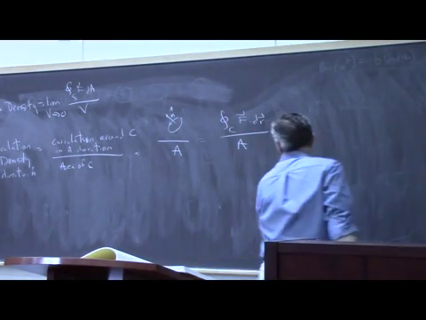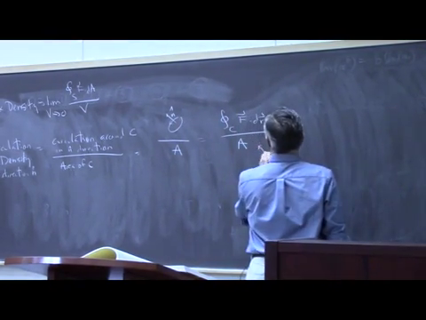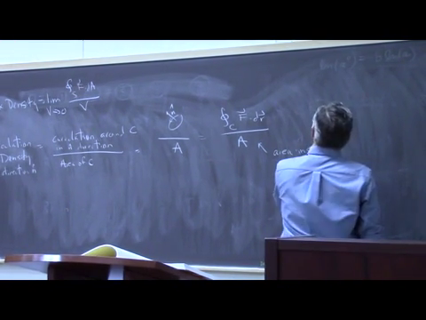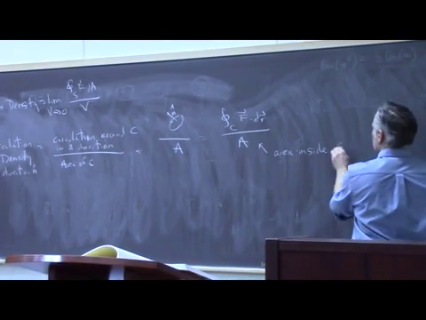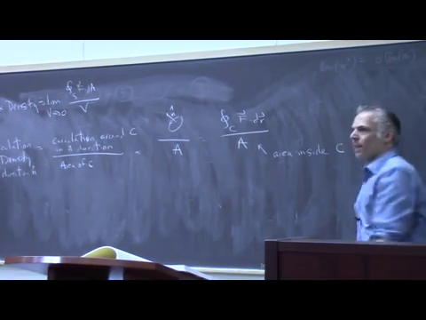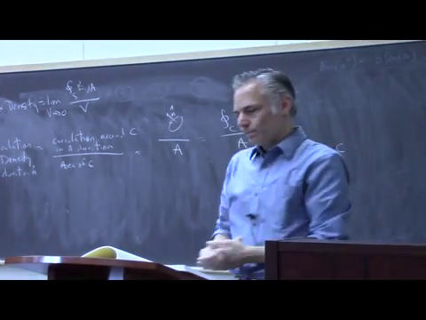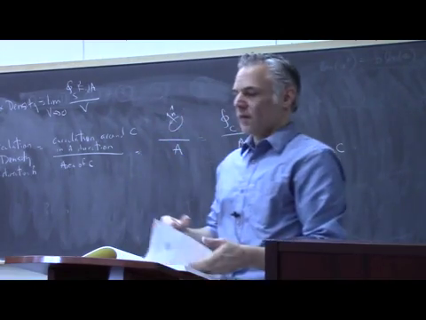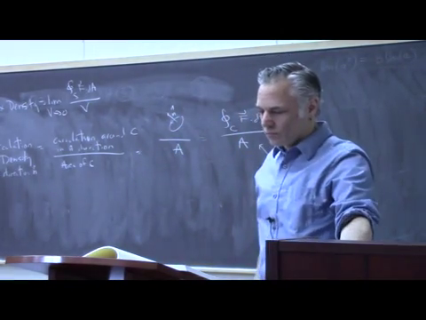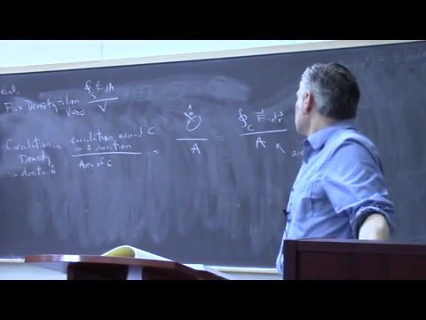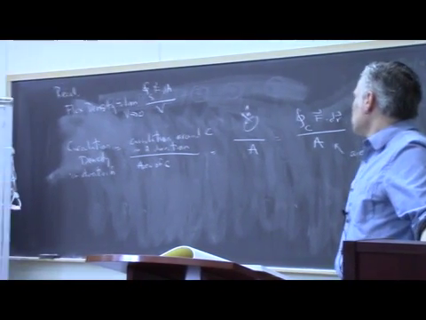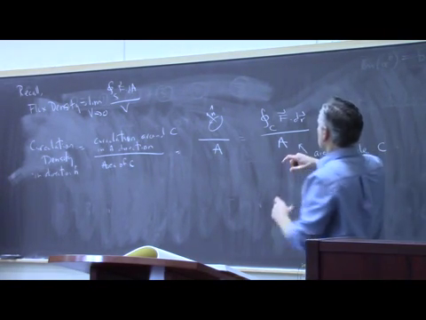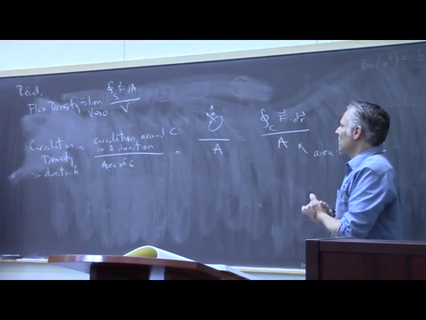And this is the area inside C. Basically, you're calculating the vector coming out of an area. So you're calculating what component of the circulation is going in that direction?